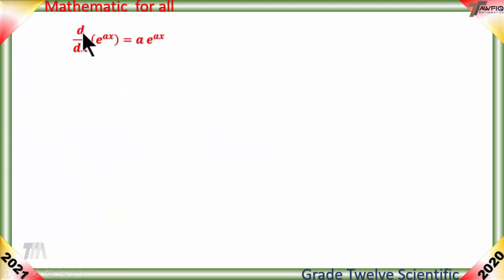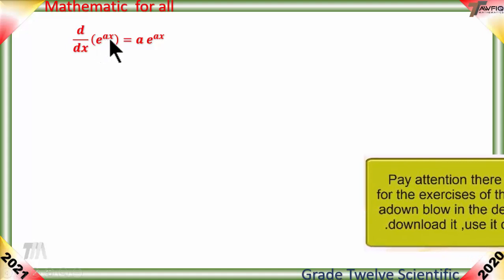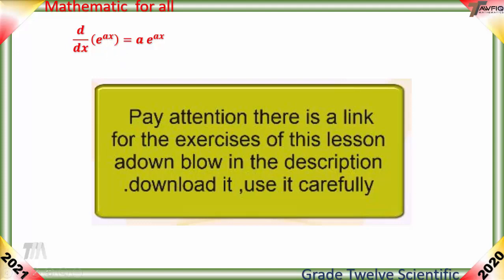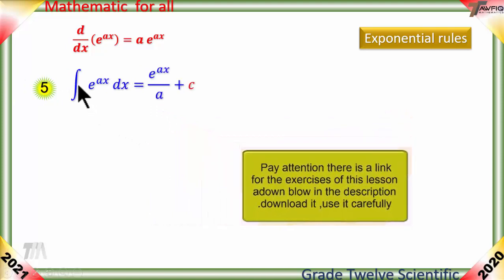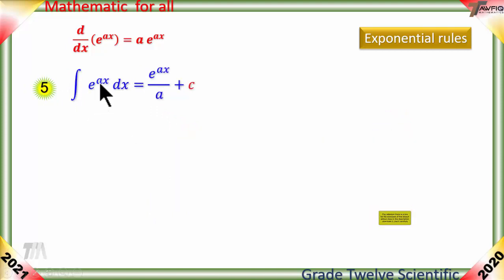The derivative of the exponential e to the power ax is a e to the power ax. That means rewrite the exponential and take the derivative of the power only. The integral of e to the power ax dx is equal to: rewrite the e to the power ax and divide it by the derivative of the power. The derivative of the power ax is a.